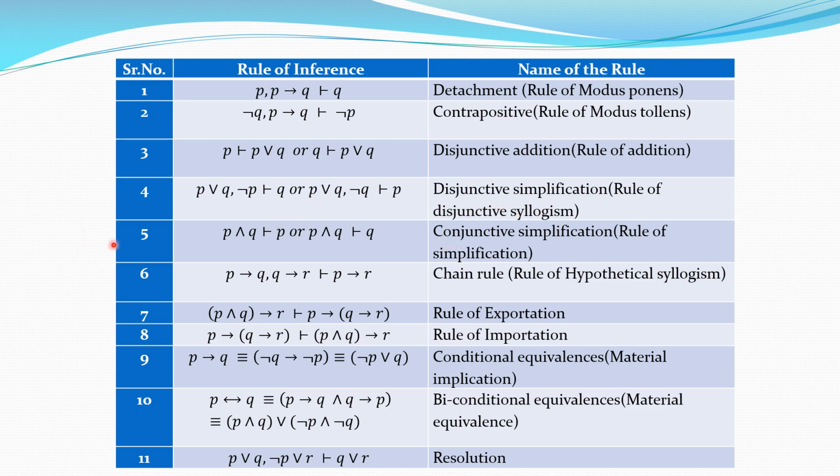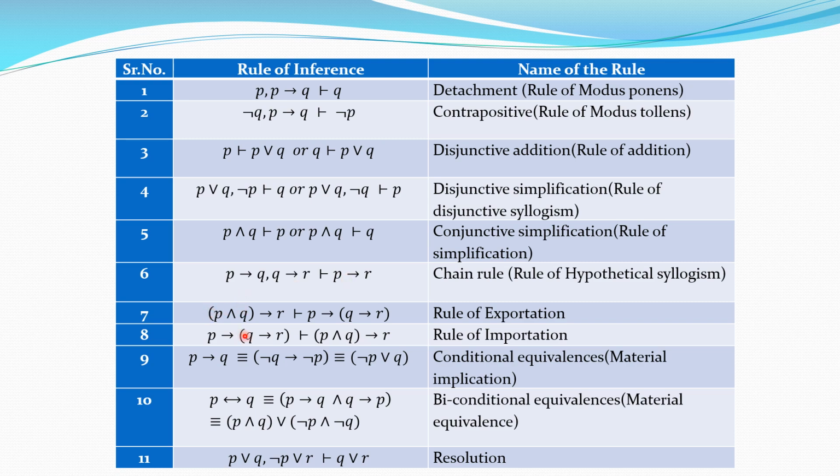Now next is P and Q yields P, or P and Q yields Q. It means whenever the P and Q statement is there as hypothesis, then from P and Q we always get P as well as Q. So this is known as conjunctive simplification or rule of simplification. Now next one is chain rule. P implies Q, Q implies R, yields P implies R. Now this is known as rule of hypothetical syllogism also.